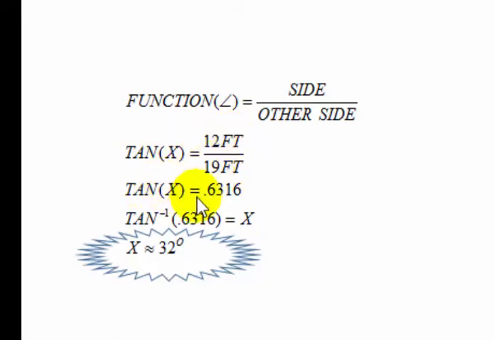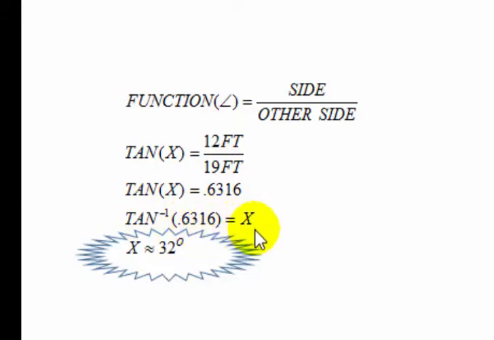The tangent of x equals 0.6316 approximately. Now, what you need to do when you're looking for an angle is you don't use the tangent function, you use the inverse tangent function, and that's denoted by a -1 as a superscript. So if the tangent of x equals 0.6316, then the inverse tangent of 0.6316 equals x.